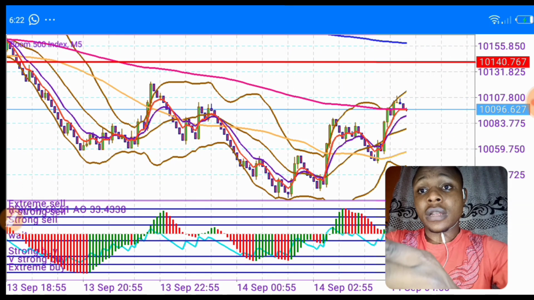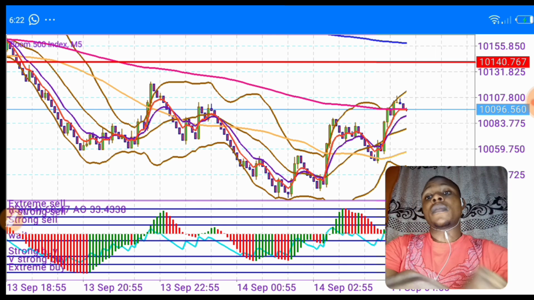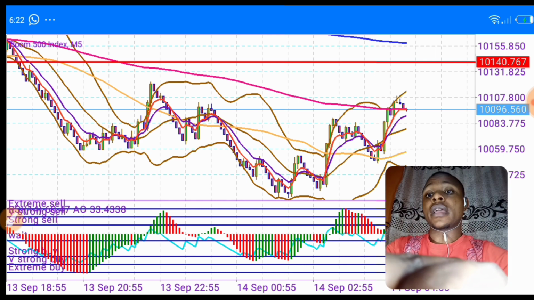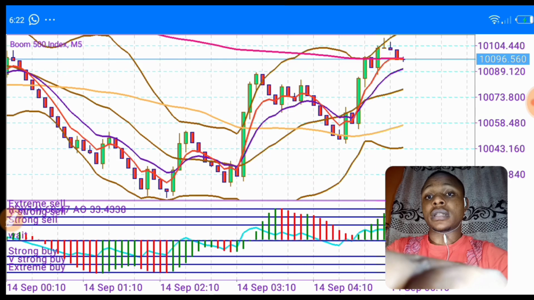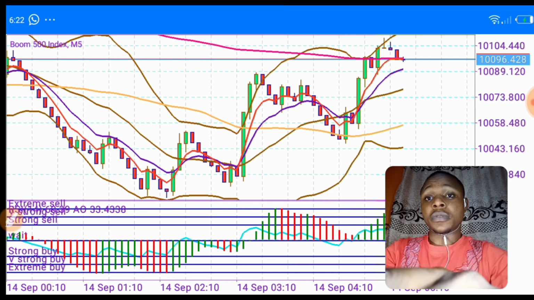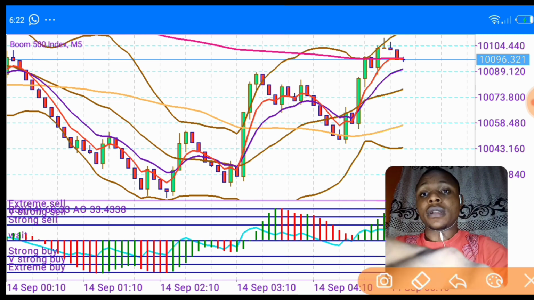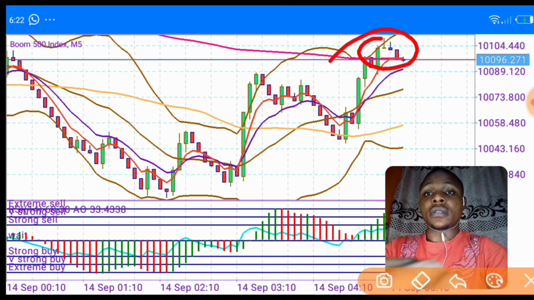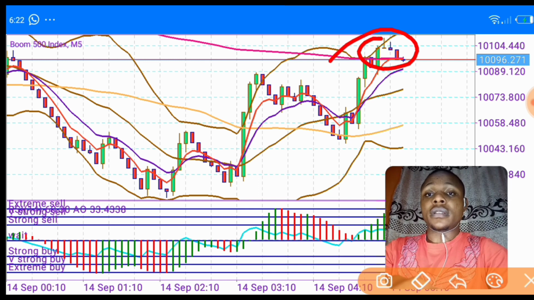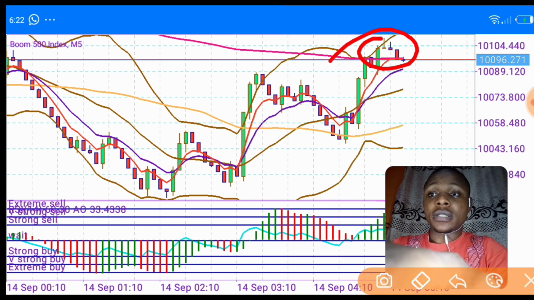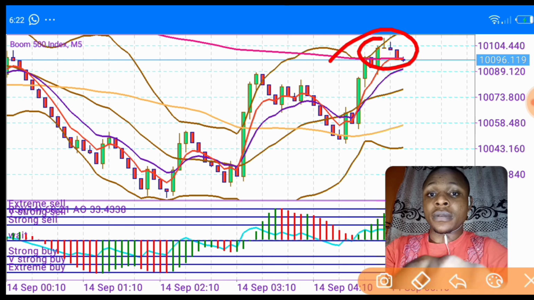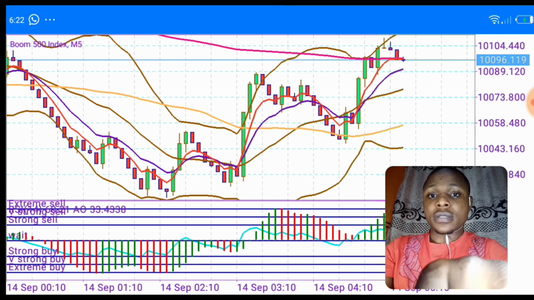So I think these are the things. Then another strategy I use is candlestick patterns. The one I use most is the rejection candle. For example, you can see this double rejection over here. We are seeing this double rejection on 5 minutes now. Let's switch to 1 minute.